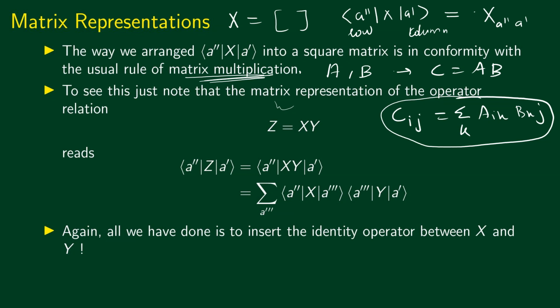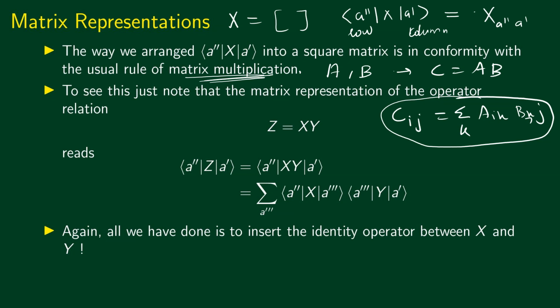Here we have the row index i that appears here, and the column index j appears here. And k is summed over. Now the same rule works for matrices that represent operators also. So let's understand how this works and see that this is correct.